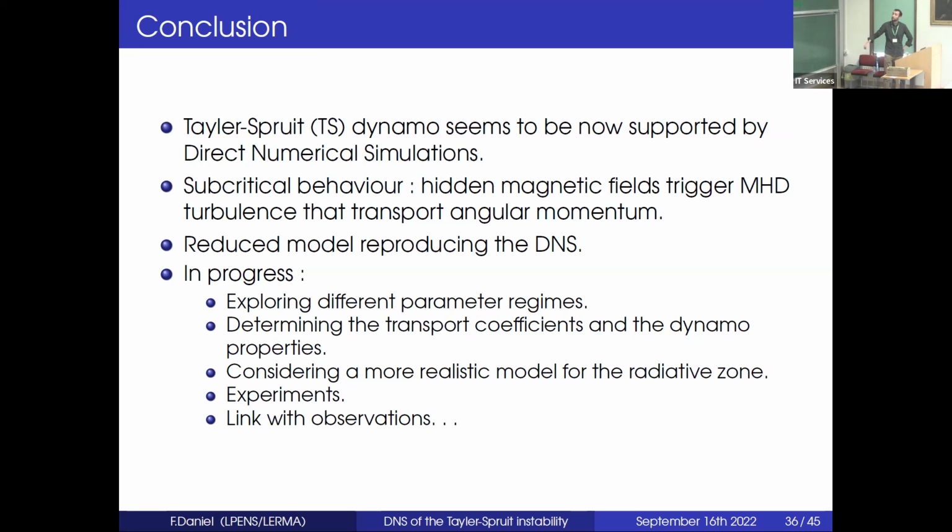And Christophe insisted that I do some advertising for another PhD student who's trying to reproduce and observe Taylor instability in the lab. So Marlon Vernet, if you're interested. And of course, we'd like as well to make more links with observations. And I think this concludes my talk. Thank you.